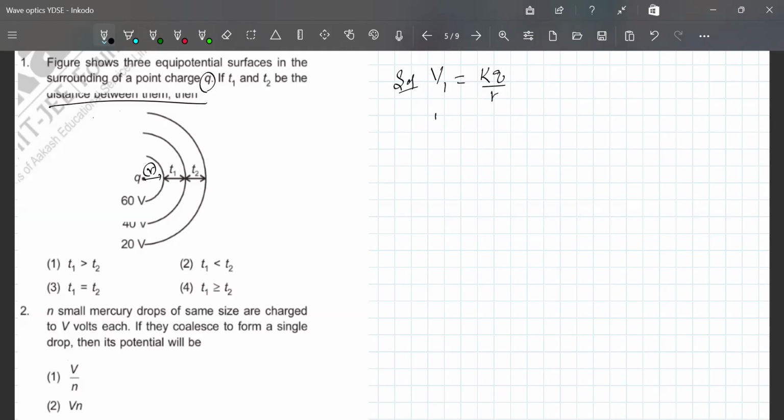And V2, we can write from here to here, equals KQ by r plus t1. And V3, if you want, we can write KQ by, from here to here, it is r plus t2. Otherwise, r plus t1 plus t2.